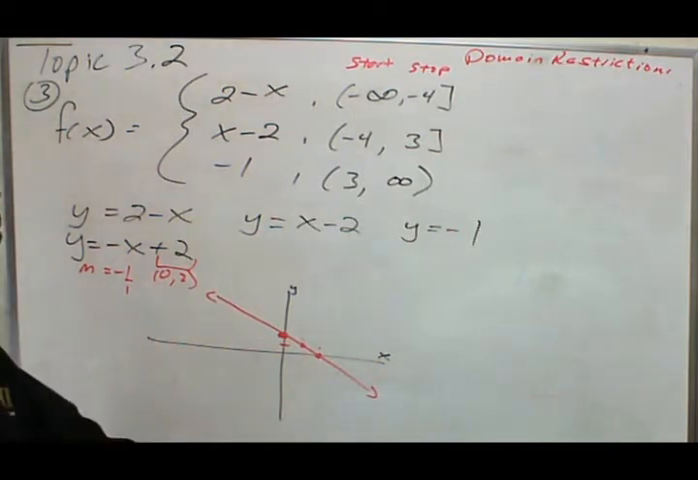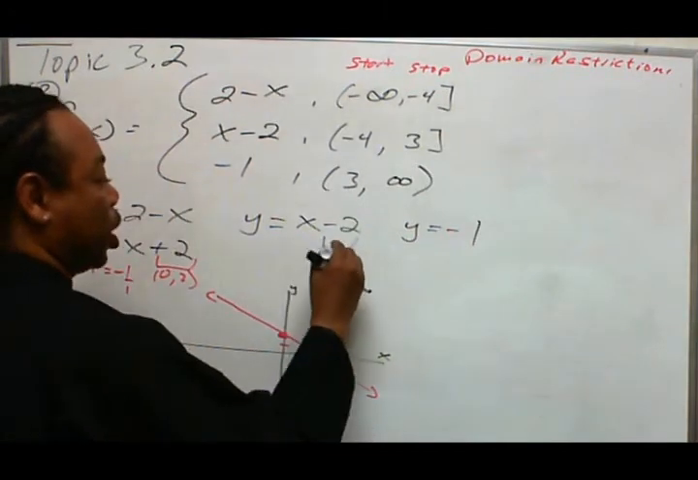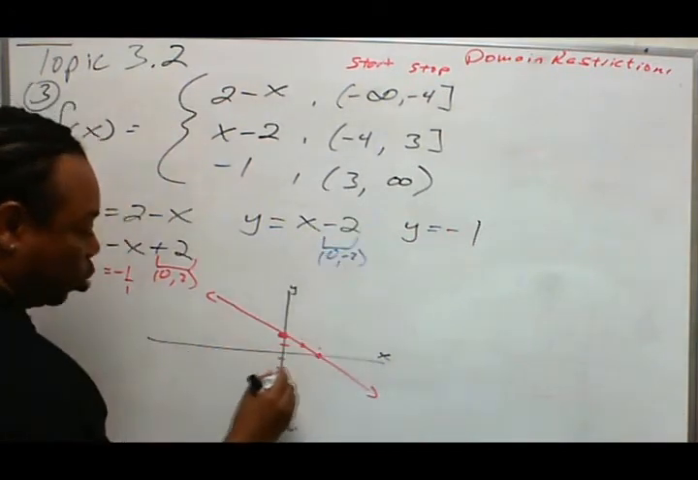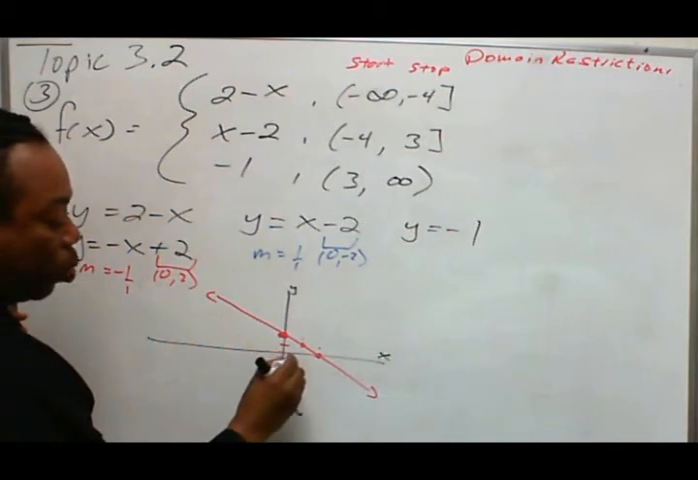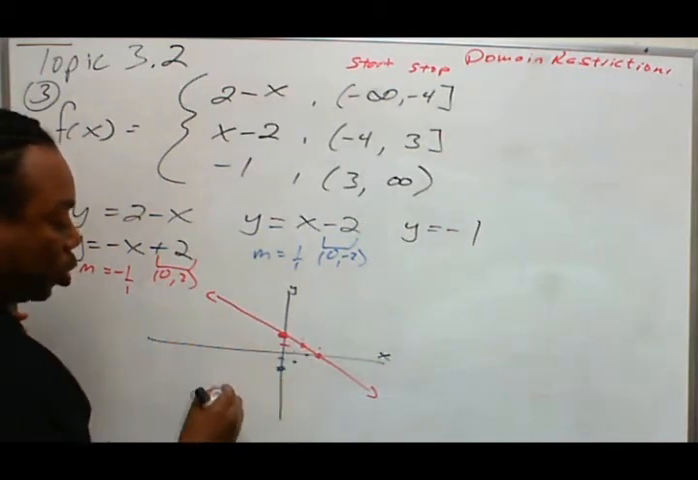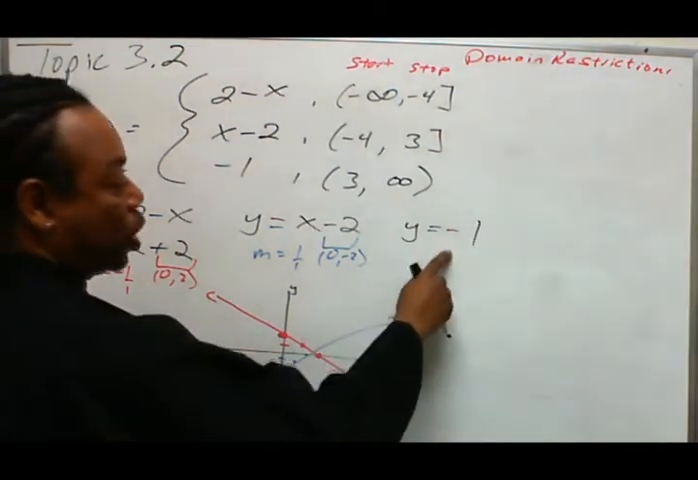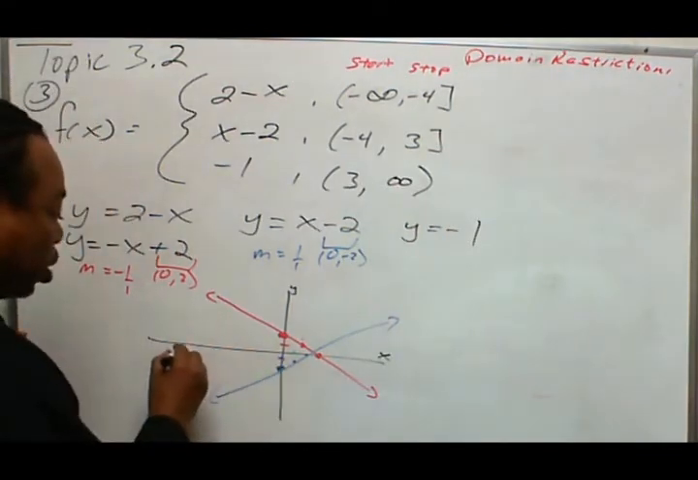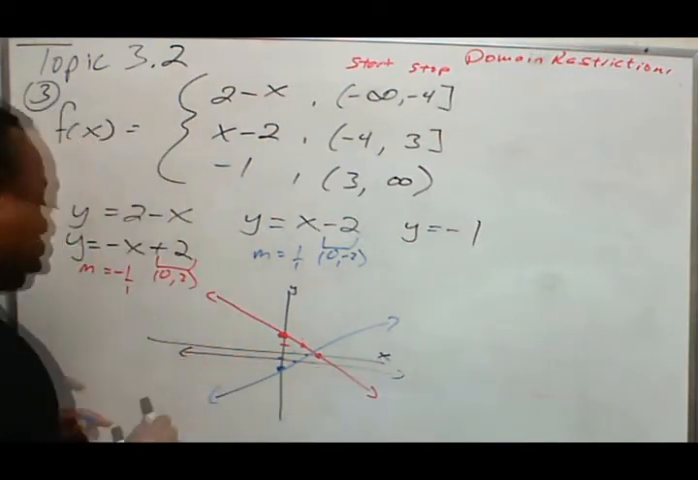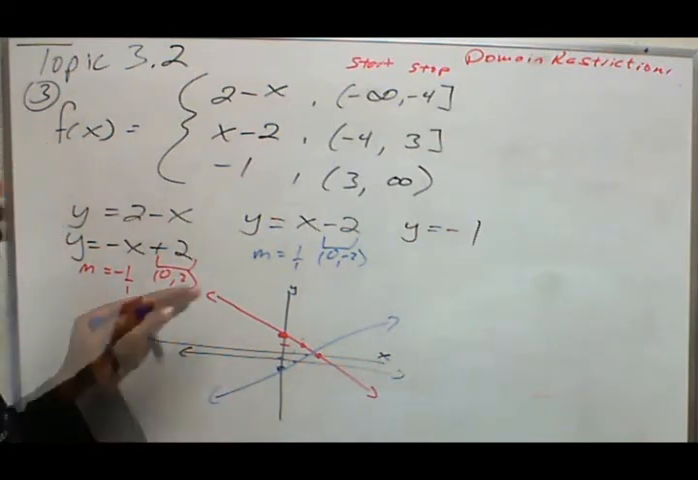Furthermore, this graph right here is going to have a y-intercept of 0, negative 2, which is right about here. And the slope is going to be 1 over 1, which is rise 1, run 1, rise 1, run 1. So that graph is going to look like this. And lastly, we have y equals negative 1. That's a special graph. That's going to be a horizontal line. So that's going to look like this. Now, that's a lot of drawing. But what I'm going to do is concentrate on when do these lines start and when they stop.